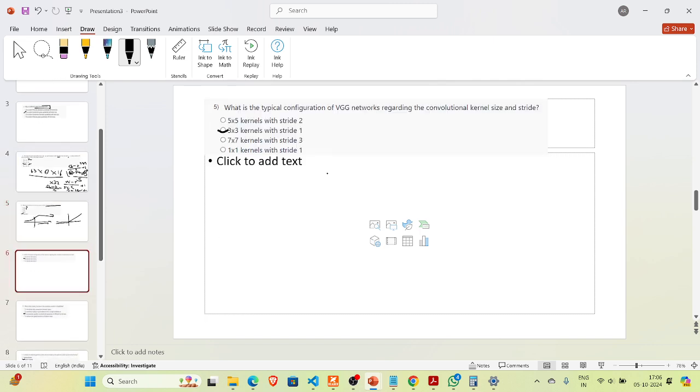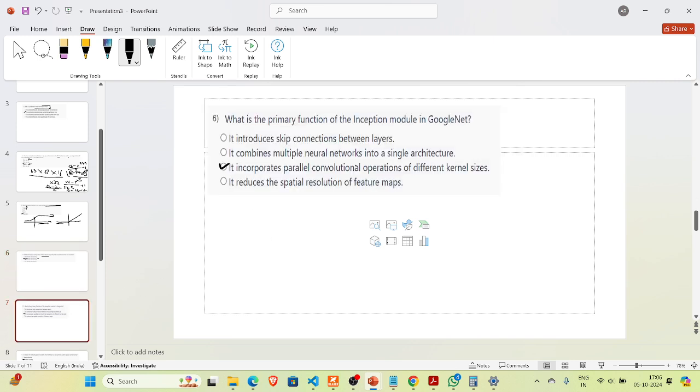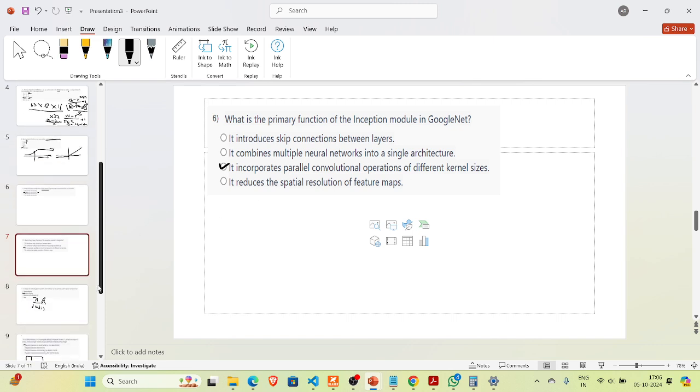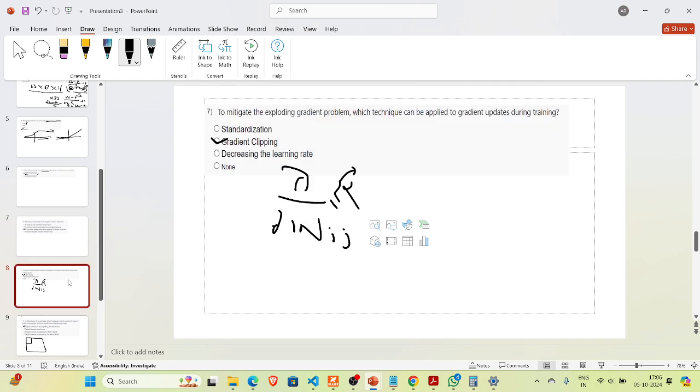This is from the VGG network paper. This 3 cross 3 kernel with stride 1 is used. Stride 1 because the size of the image is not reducing, and 3 cross 3 kernel because it is written in the paper. The inception model we have seen uses parallel convolution operations. If you look at the paper, there is actually nothing special in the answer.